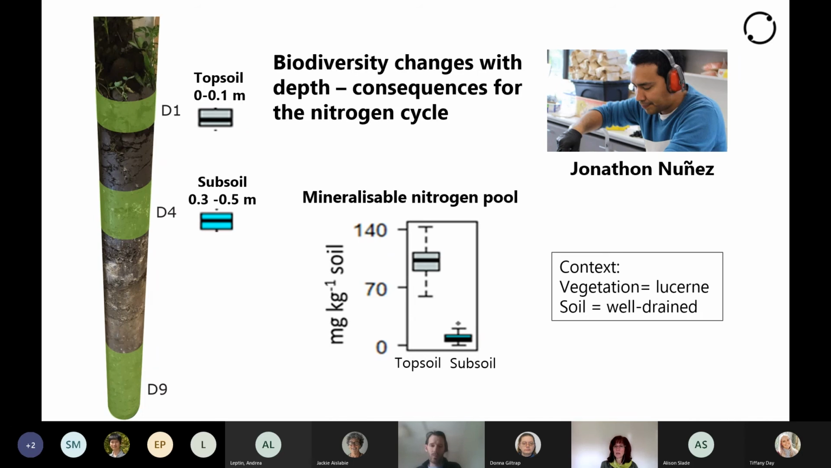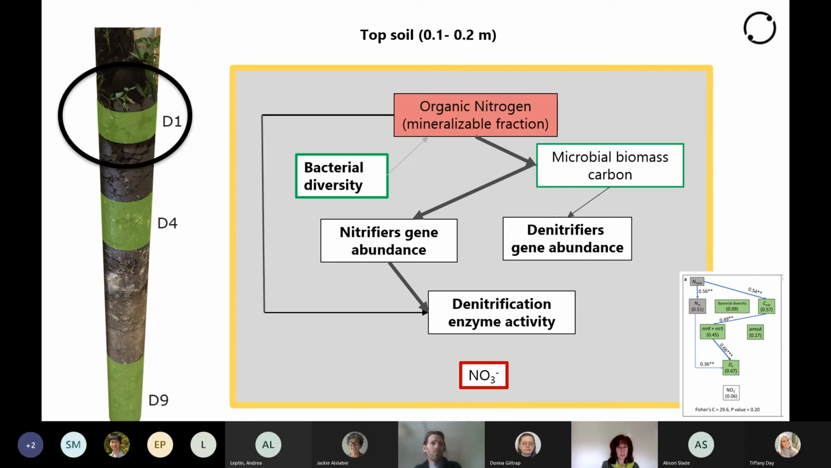So Jonathan here is showing you in the middle of that slide the fact that in the topsoil the mineralizable nitrogen pool is about 10 orders of magnitude bigger than what you find in the subsoil. So we also have a clear contrast in nitrogen abundance and the concentration of free-flowing nitrogen. Can you just move to the next slide?